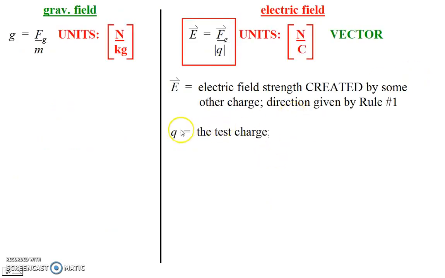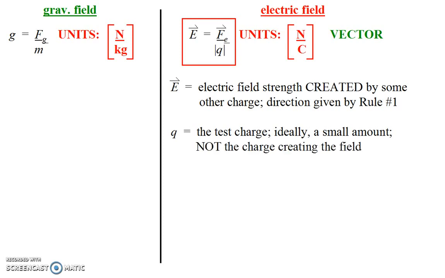Okay, q, as I just alluded to, is the test charge. It's not the one creating the field. Ideally, it's going to be a small amount because it is a charge, so it does create its own field, but if it's going to test for the other object's field, we want it to be a small amount of charge so its field doesn't disturb the field we're trying to measure. So it's usually a small amount of charge. And again, it is not the charge creating the field. Does it have its own field? Yes, but that's not the field we're looking at. This field is created by some other charge, not the test charge.